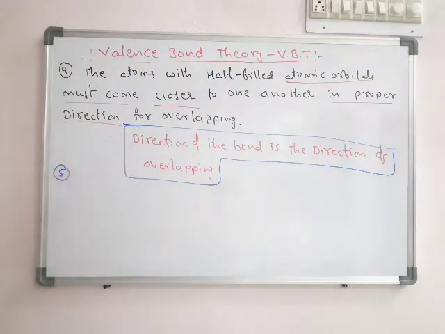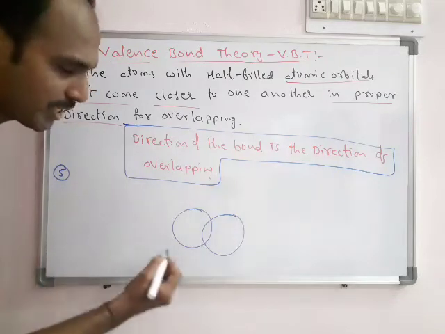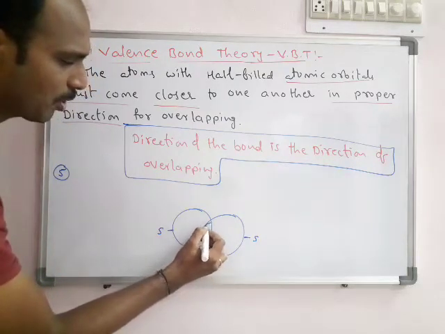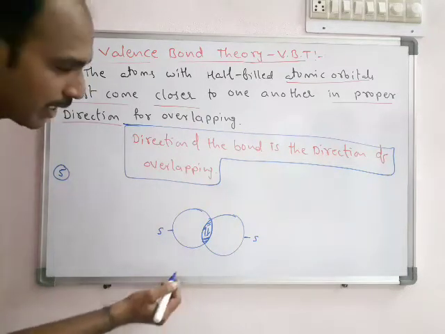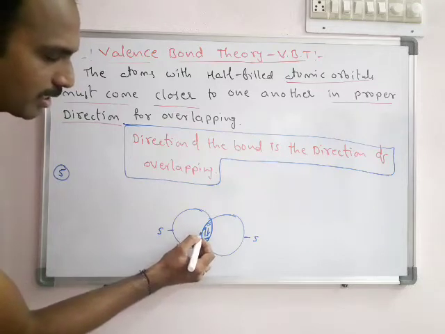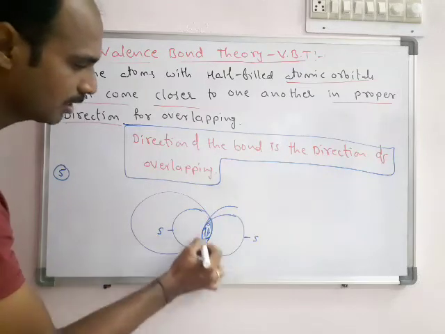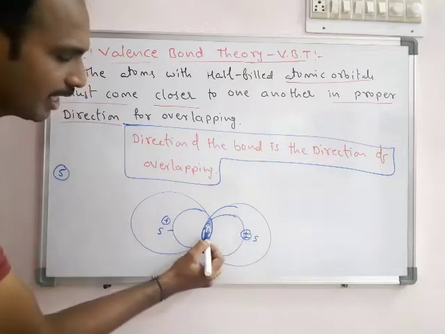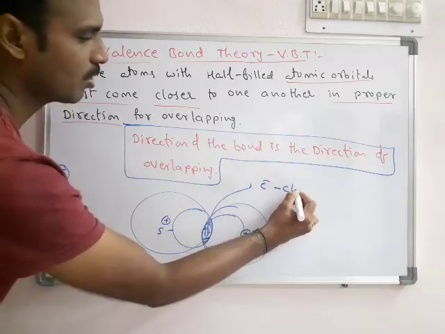The next one. The overlapped orbitals, for example again the S orbital of hydrogen, the electrons of the S orbitals overlap. These electrons are under the attraction of the hydrogen, the positive charge. Now the electrons in the overlapped part, the part under the bond, is called the electron cloud.